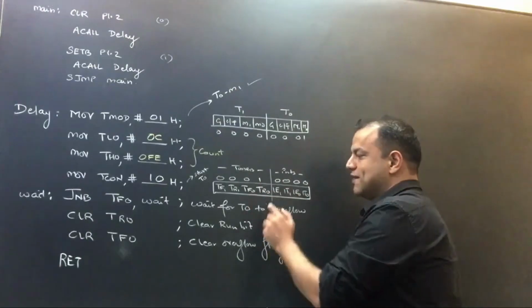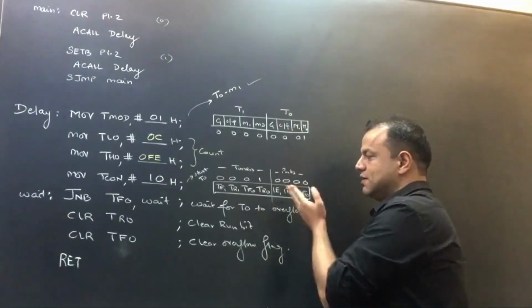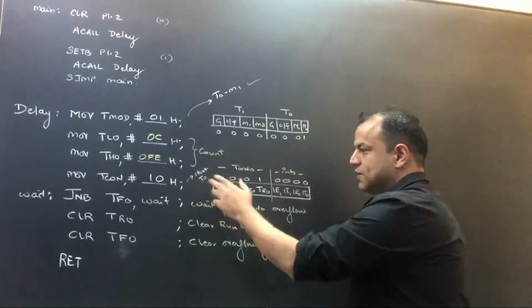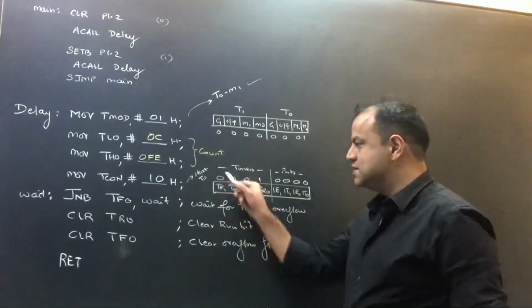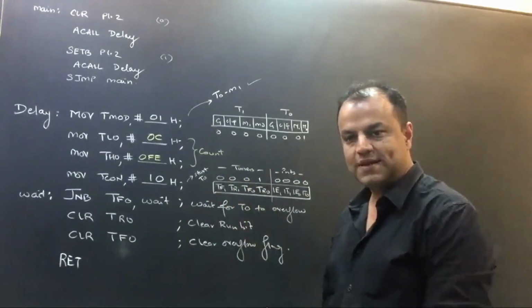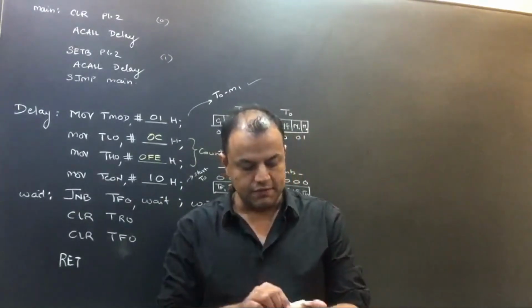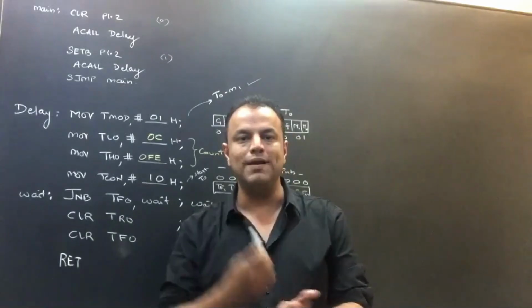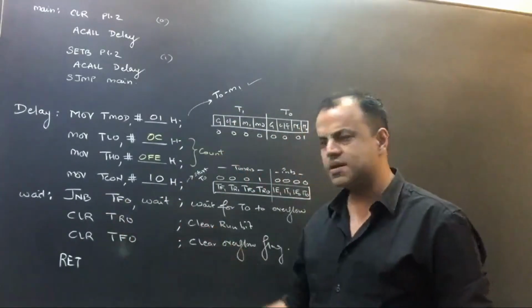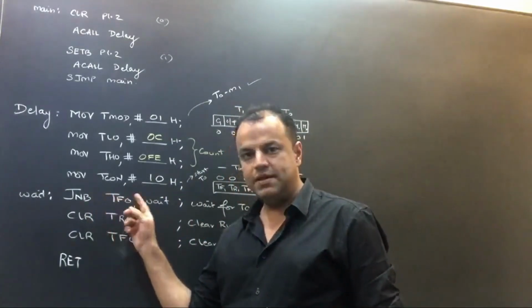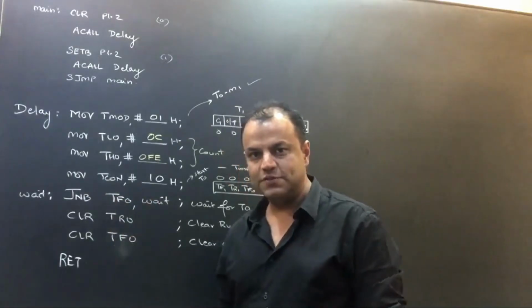So keeping overflow flag 0 and run bit 1, this number happens to become 1, the other bits are of no use. So 10H. The comment is start timer 0. Start timer 0. Tell me, did you understand this? Now, timer 0 has started. Like I said, you're going to patiently wait for the overflow flag to become 1. The instruction for that is JNB TF0, wait. I hope you understand what this does in our program.